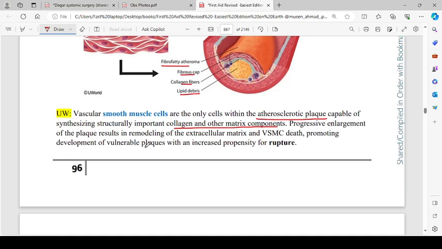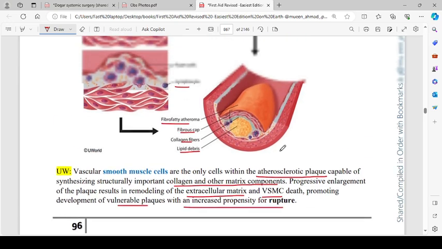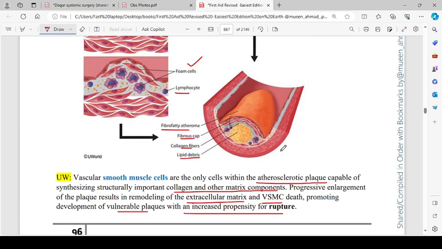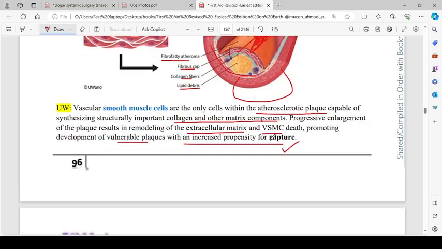Progressive enlargement of the plaque results in remodeling of the extracellular matrix and VSMC death. What is that? Vascular smooth muscle cell death, promoting development of vulnerable plaques and an increased propensity of rupture. So it is not the size which matters. It is basically the strength of the fibrous cap that is important, because if that gets ruptured, the plaque will be exposed and the platelets will stick to that and the artery will be blocked. Yeah, that is one of the most heinous complications of atherosclerosis. Other ones include cystic medial necrosis, which can cause aneurysm formation, and others.